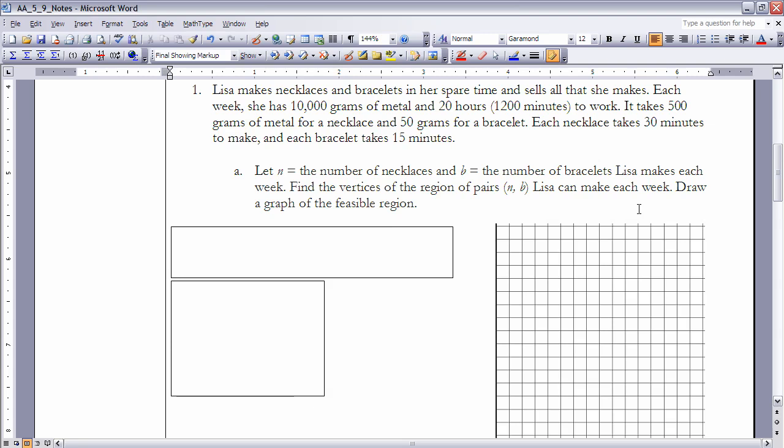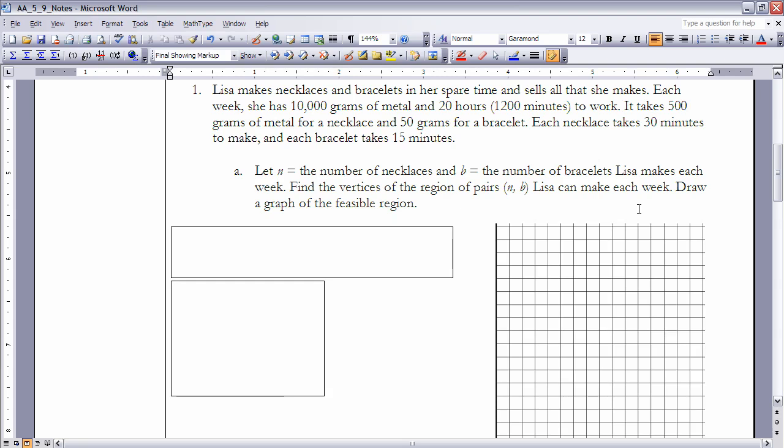Let's walk through these steps for linear programming using example 1. It says, Lisa makes necklaces and bracelets in her spare time and sells all that she makes. Each week she has 10,000 grams of metal and 20 hours to work, which is 1,200 minutes. It takes 500 grams of metal for a necklace and 50 grams for a bracelet. Each necklace takes 30 minutes to make, and each bracelet takes 15 minutes to make. That's all the information we need for this problem.